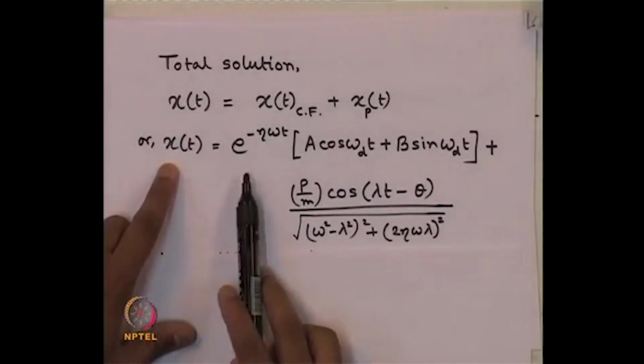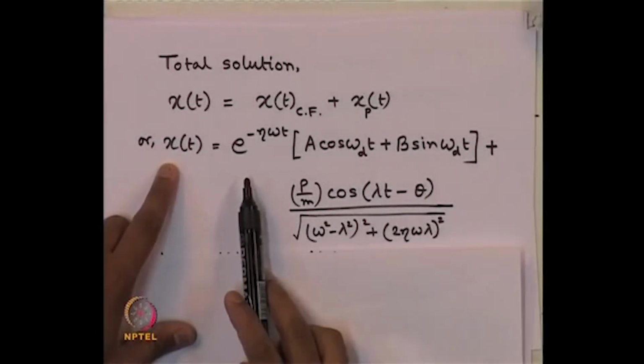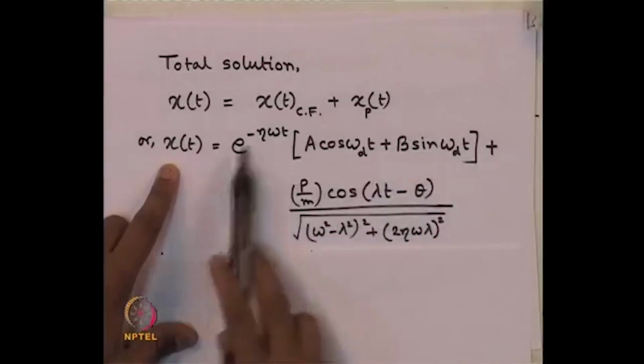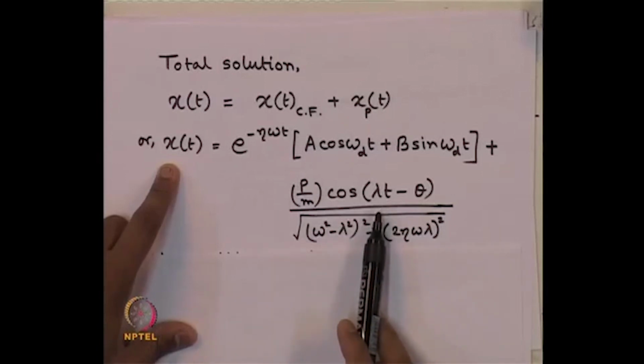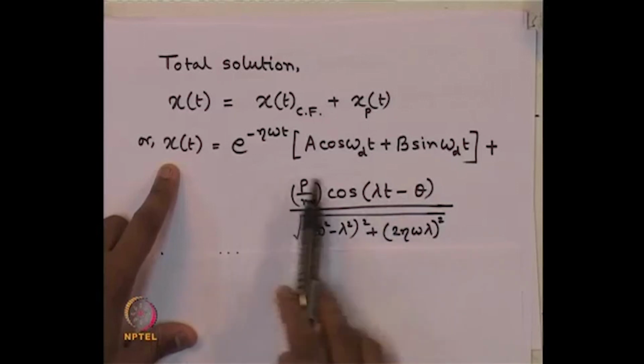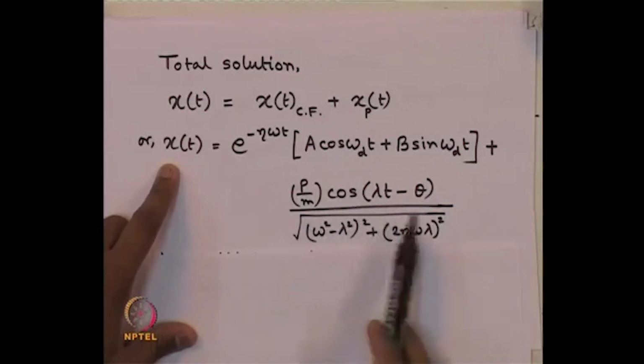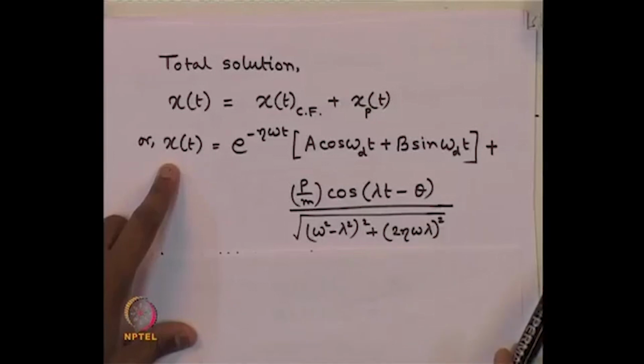So, when t tends to infinity, what happens to the complementary function? It dies down, it goes to 0, as we have seen for the case of underdamped free vibration. However, as t tends to infinity, the particular integral is a harmonic function with some coefficient. So, that harmonic function will keep on continuing, it will not reduce.